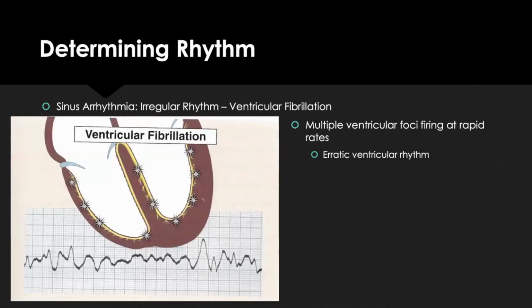Similar to atrial fibrillation, ventricular fibrillation is caused by foci firing at rapid rates. These foci can happen anywhere around the ventricles, and they also cause an erratic ventricular rhythm and can be shown on the ECG strip like this. There are no longer defined and regular QRS waves. There's just a cluster of waves that are random and erratic.